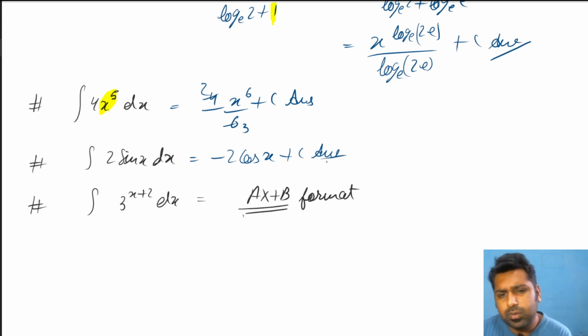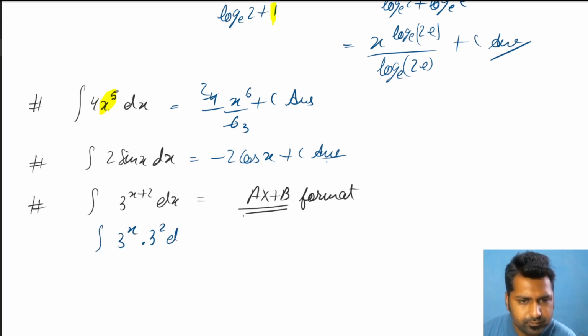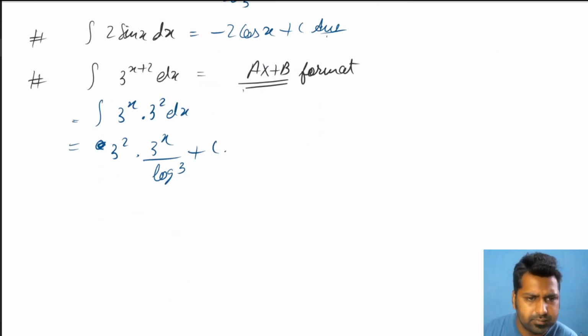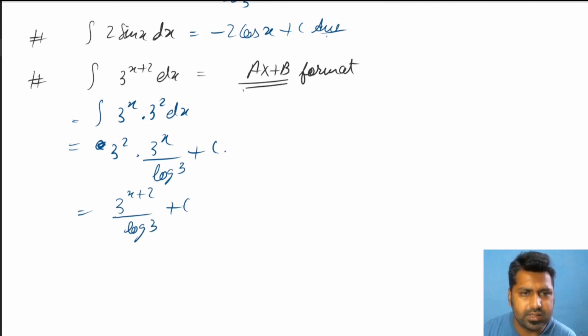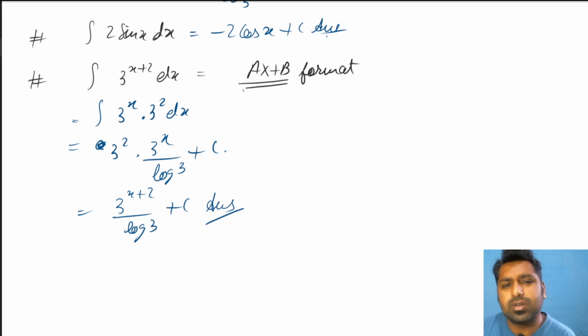Right now we don't know the ax plus b format, so what we can do is split this in two parts. We can write this as 3 raised to power x into 3 raised to power 2. Again, 3 raised to power 2 is a constant, so leave it as 9 or 3 raised to power 2 as you want, and the integration of 3 raised to power x is 3 raised to power x upon log 3 plus c, and you can combine them. So 3 raised to power x plus 2 upon log 3 plus c. For the time being, this is the answer, and this is a correct approach, but it's not the shortest approach. The shortest approach is the ax plus b format.